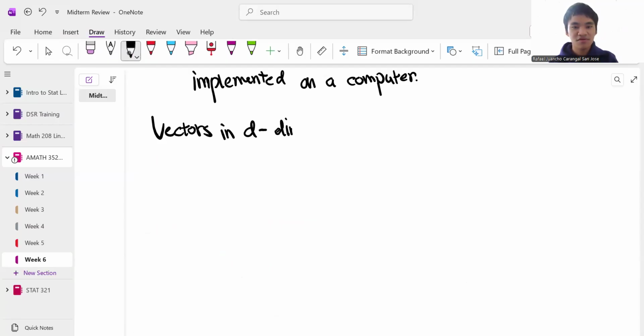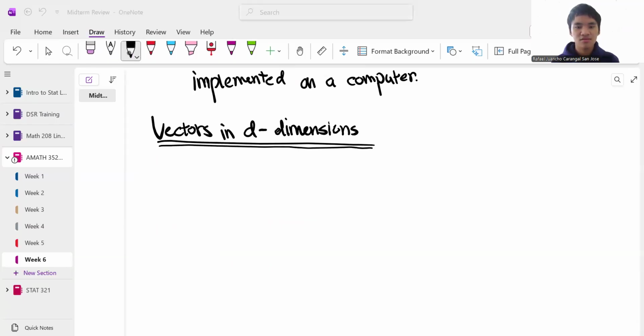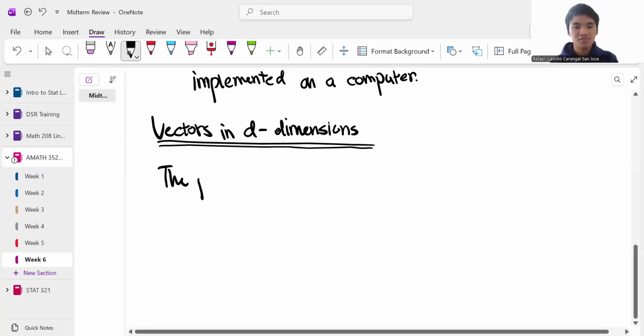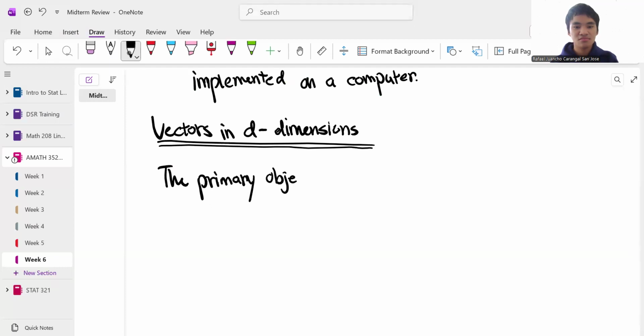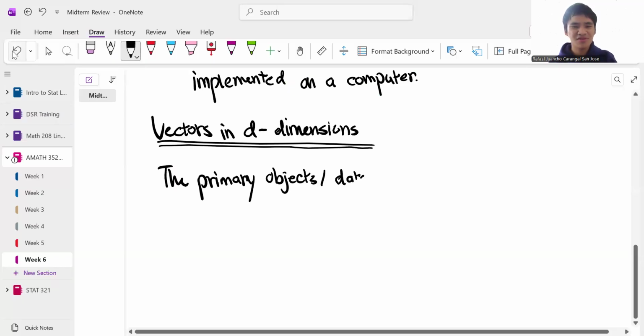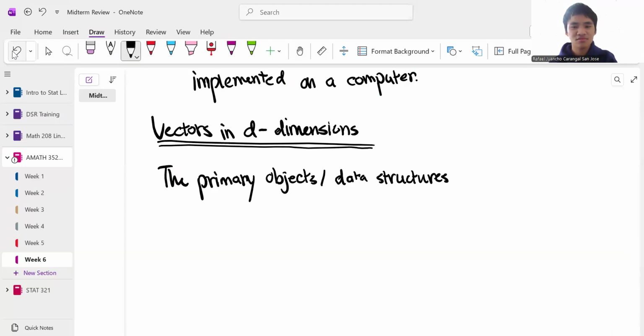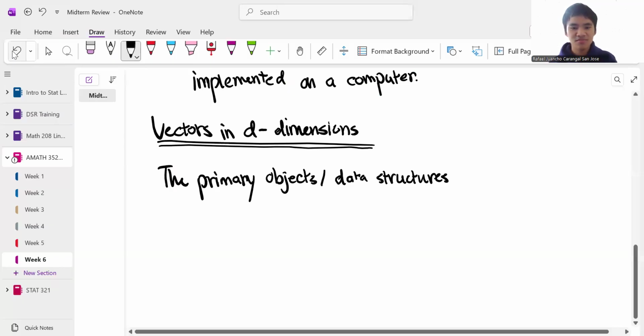We're going to start off with talking about vectors in D dimensions. These are the primary objects, or I guess we could call them data structures, it doesn't matter too much. So that's what vectors are.